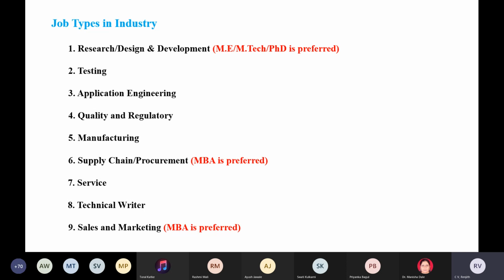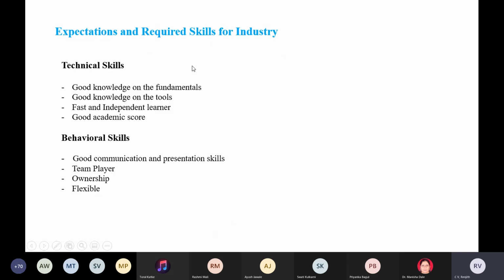Now I'll focus more on R&D roles in core electronics. Before I do that, I'd like to tell you a bit about the expectations from industry and the interview process. What industry is always looking for is that engineering graduates should have very good basic knowledge. That's very important. They should also have knowledge of industry-relevant tools, because when we hire a person, we expect them to work. That's also one of the gaps we see many times.